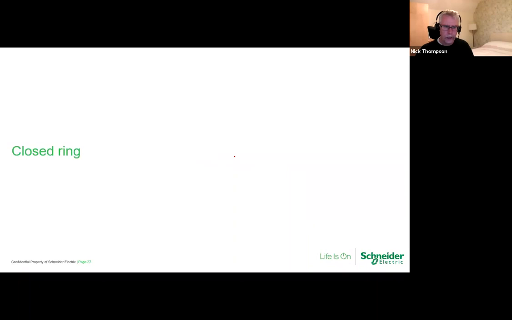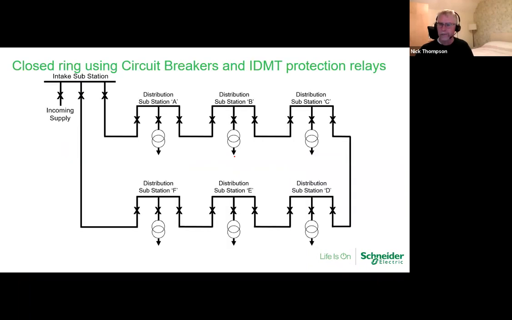Now, moving on to a closed ring. So our closed ring is slightly different. We don't have an open point, and we've got to change from ring switches to circuit breakers. And this is a significant difference between your open ring and your closed ring, is the equipment. And obviously now the cost has rocketed considerably.